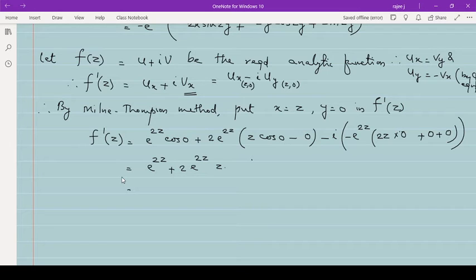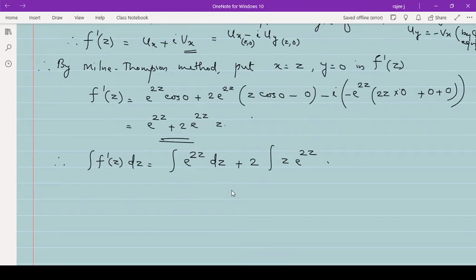So this is e raised to 2z into, you can take common factor as e raised to 2z, or you just keep it like this only, because again we need to integrate. So f dash z we got in terms of z, therefore integrating both sides, integral of f dash z dz is equal to integral of e raised to 2z dz plus 2 into integral of z e raised to 2z dz. So now we need to integrate this one.